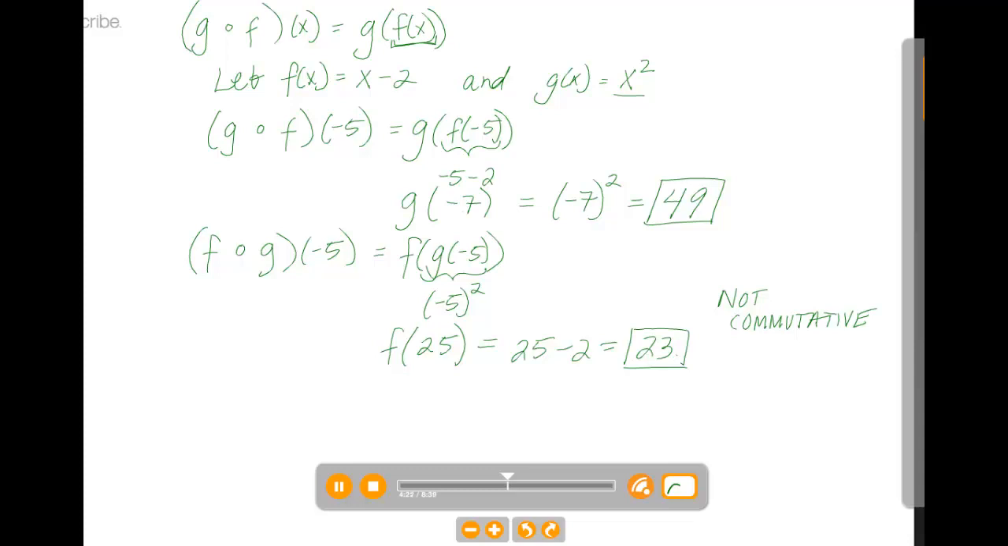The order definitely makes a difference. Let's try it in general terms. What if I just wanted g of f of x?